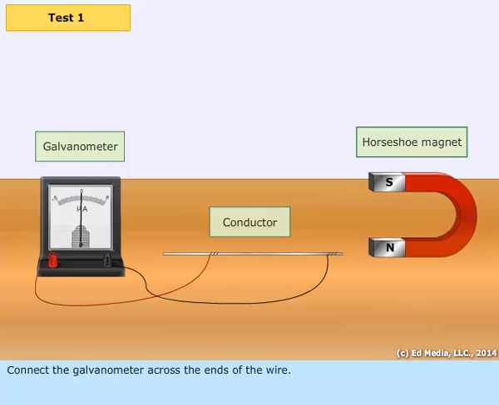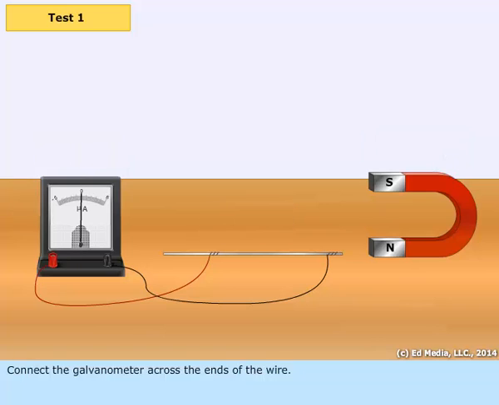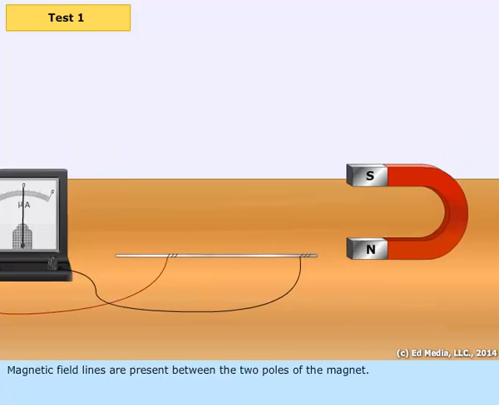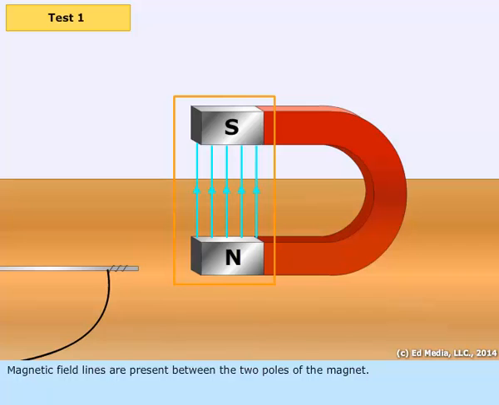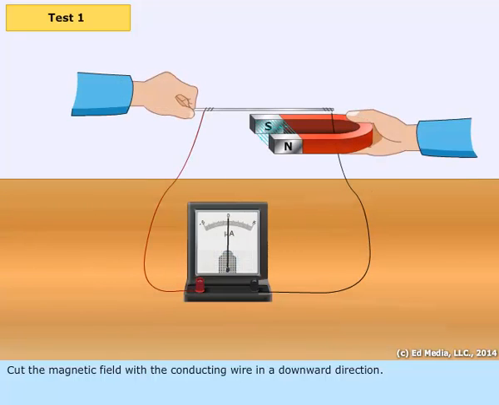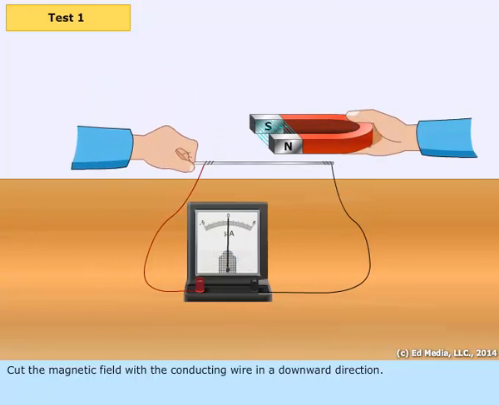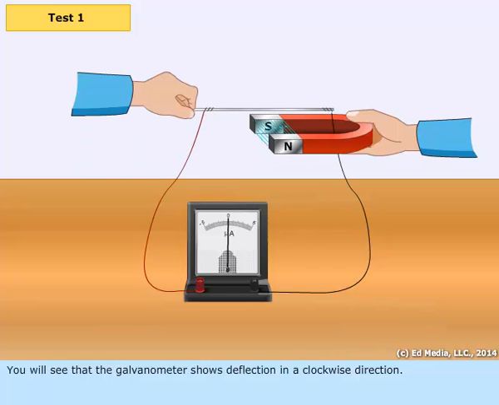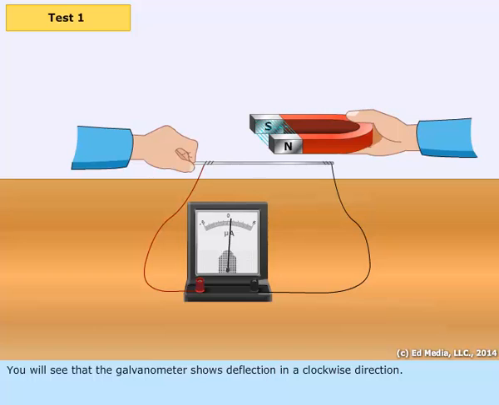Connect the galvanometer across the ends of the wire. Magnetic field lines are present between the two poles of the magnet. Cut the magnetic field with the conducting wire in a downward direction. You will see that the galvanometer shows deflection in a clockwise direction.